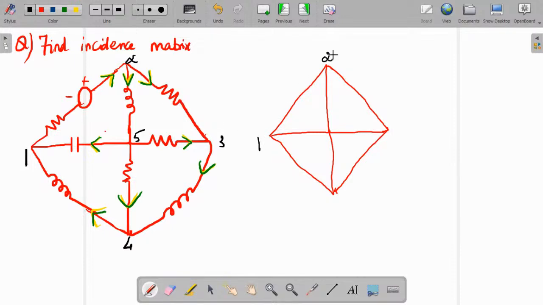Node 1, node 2, node 3, node 4 and node 5. So mark the direction of current. Okay, so this is my connected graph. So can we write the matrix straight away? Okay, so you may have assumed the branch currents in any way. So I will write the variables.